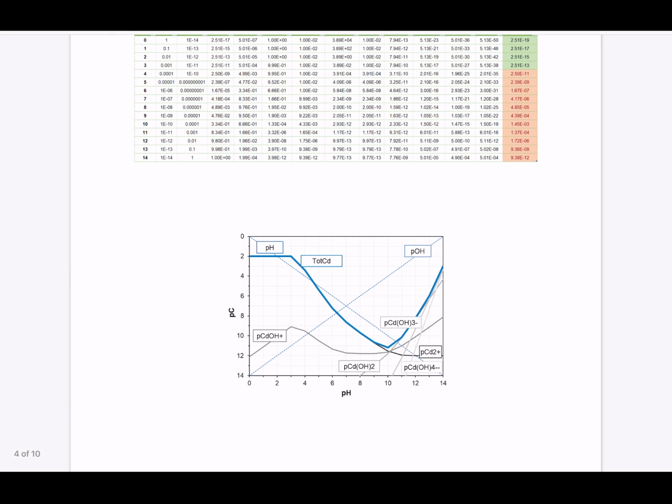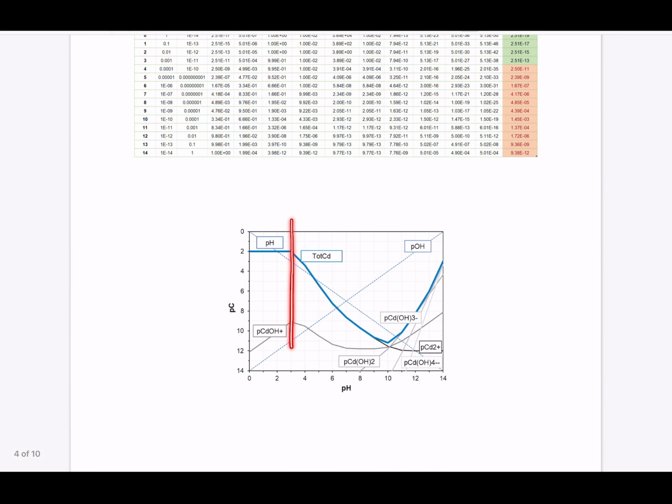So here is the figure. As I mentioned, we have no precipitation zone. Then we start dealing with precipitation dissolution. So up to here we have precipitation, but after that dissolution starts. The main reason is that hydroxide is working as a complexing agent. So hydroxide is trying its best to bring cadmium to the solution.